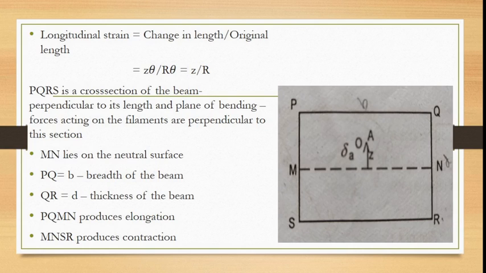Now we are going to the second section of the derivation. For that, we are considering a section of a beam perpendicular both to its length and the plane of bending. That means we are taking the cross section of the beam.